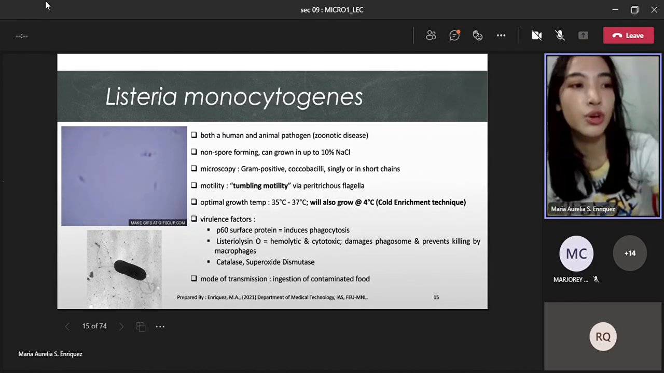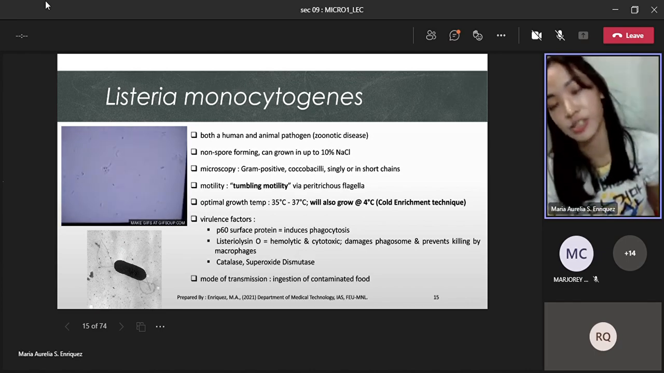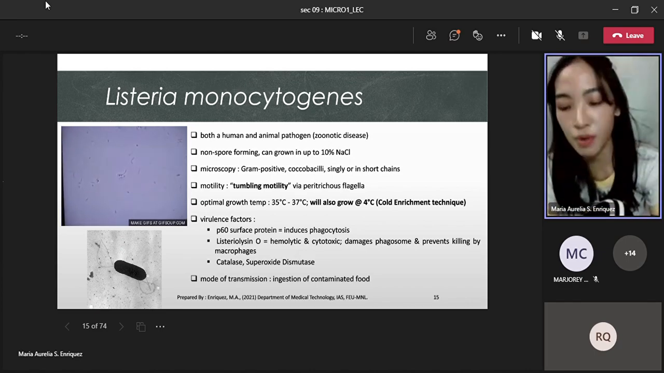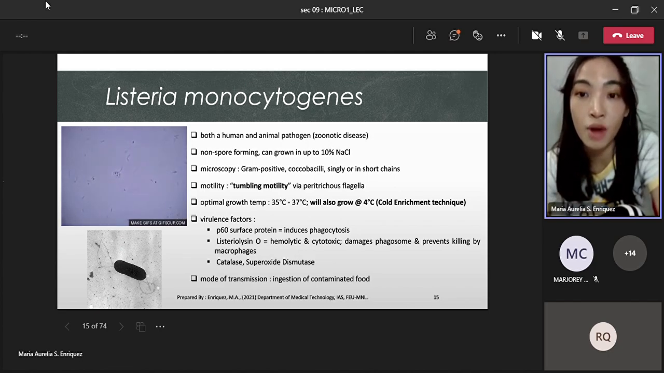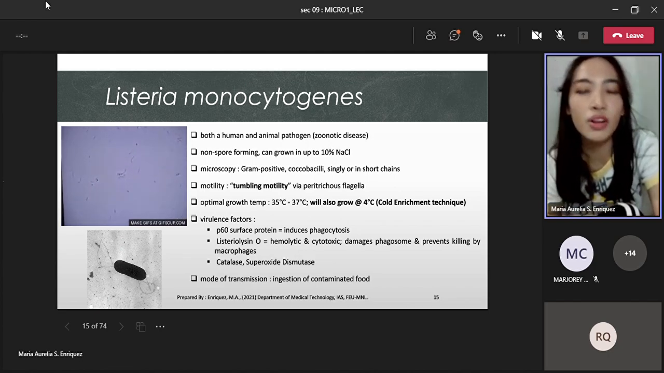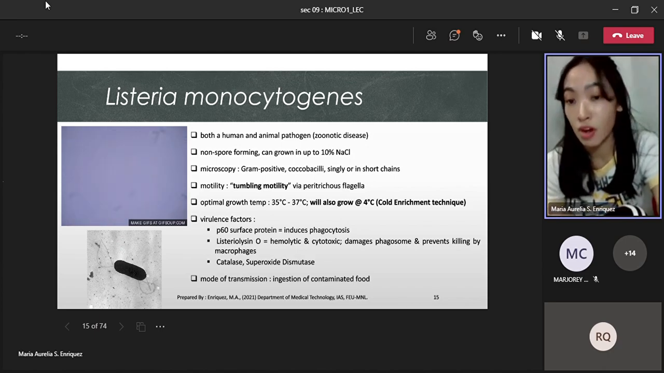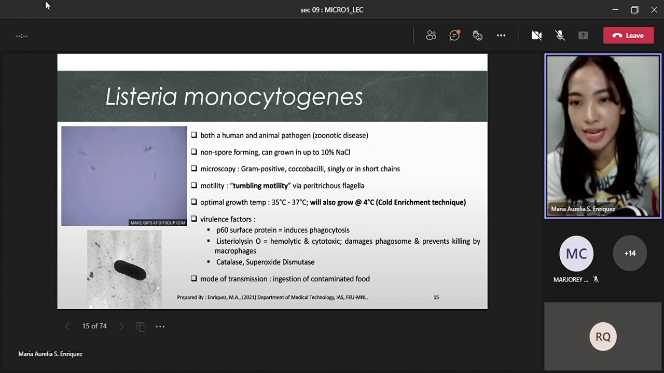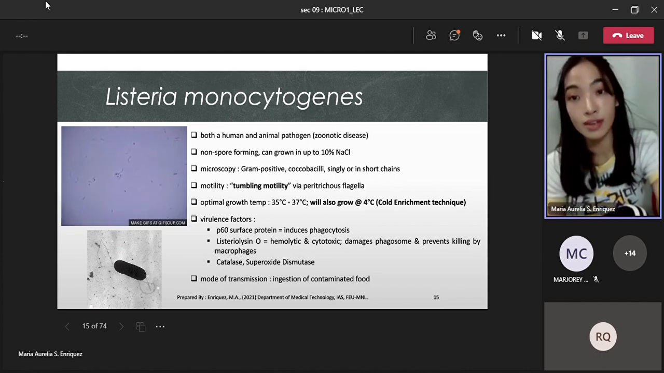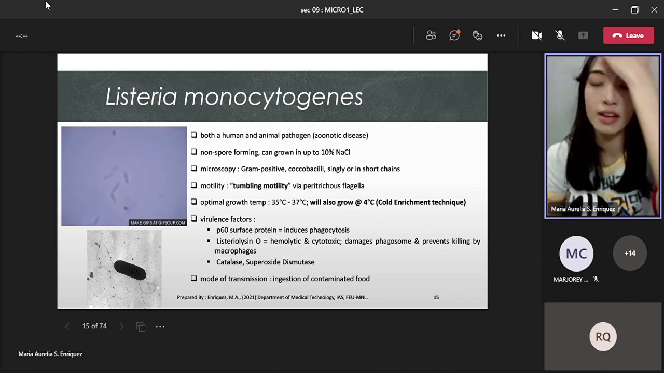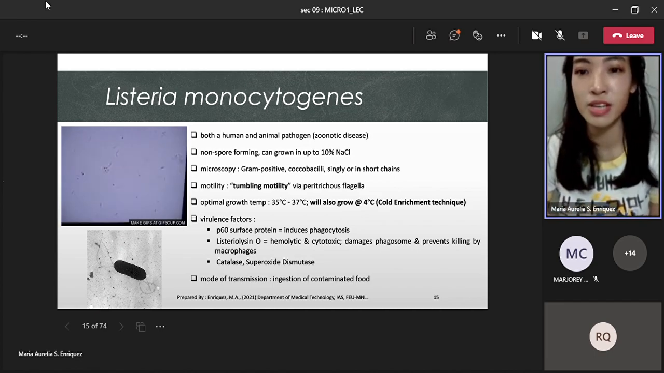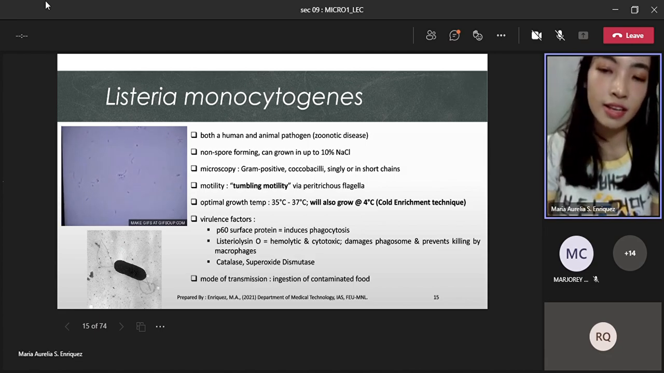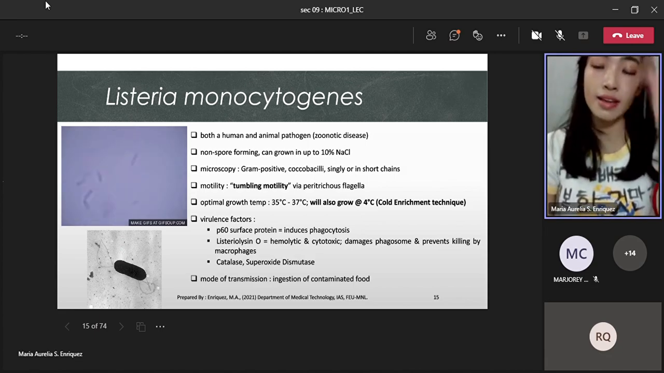All right, let's proceed to Listeria monocytogenes. So Listeria monocytogenes is widespread in the environment and has been recovered from soil, water, vegetation. It is also found in animal products such as raw milk, cheese, poultry, and some processed meat. Also, it has been known to cause illness in many species of both wild and domestic animals. So that includes sheep, cattle, horses, and even pets such as dogs and cats. And it can be isolated from both humans and asymptomatic carriers.